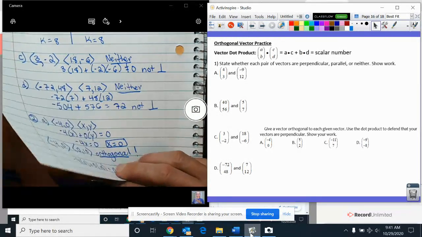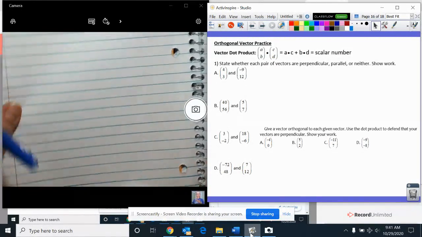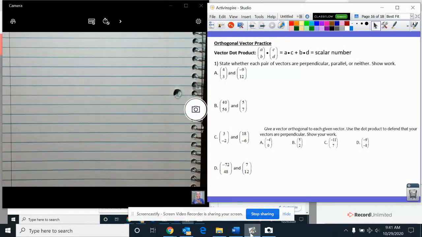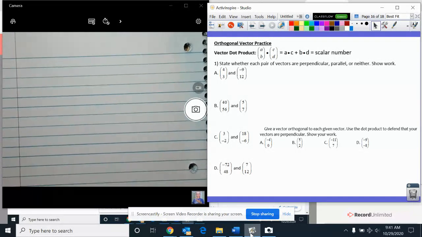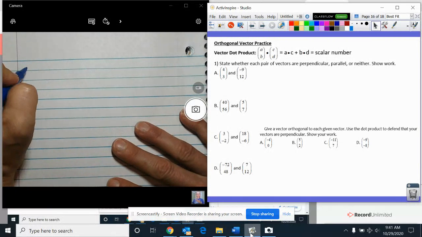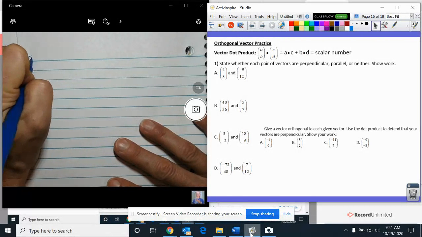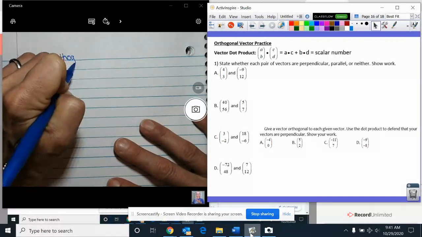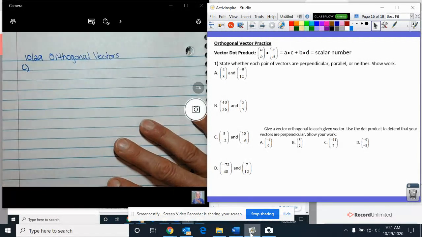I'm going to do one last example looking at letter C. Let's find a vector that's orthogonal to letter C. And keep in mind, there are actually an infinite number of vectors that are orthogonal to any one of these. So answers will vary. So let's look at vector C. And again, this is orthogonal vectors, doing some practice.